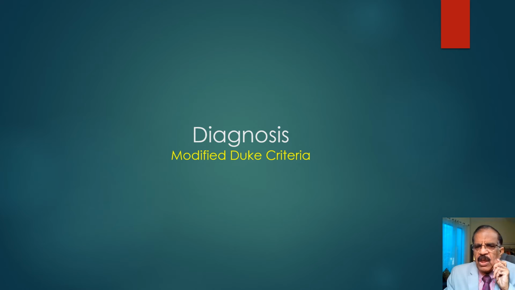So diagnosis, how do we make a diagnosis? I think by now you must have figured out how to make a diagnosis, but the best way is to make the diagnosis based on modified Duke criteria. Now these criteria were given by Duke University. Now let me first give you some idea about the criteria-based diagnosis.